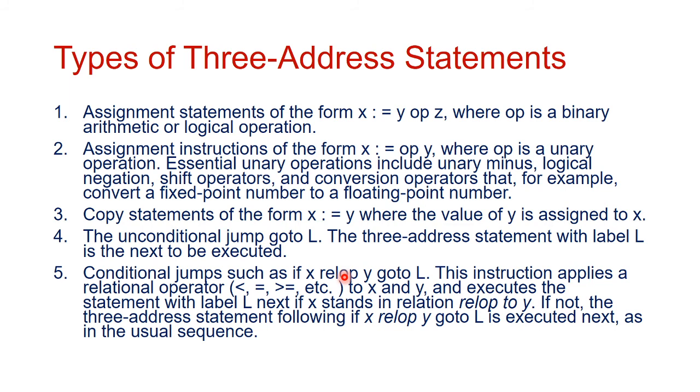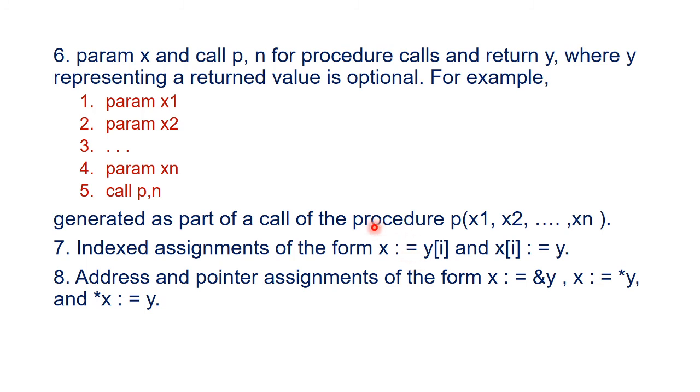And procedures. For example, we have a call for the procedure P of x1, x2, x3. For example, factorial of number, fact of n, or merge sort of n, array of values and number of items. So any procedure name P followed by its parameters can be given as all these parameters are to be defined separately. Param x1, param x2, like that. With the keyword param, it is denoted, and then the procedure call is given by the keyword call. Call procedure name followed by number of parameters. So in this way, any procedure call can be represented in three-address code.